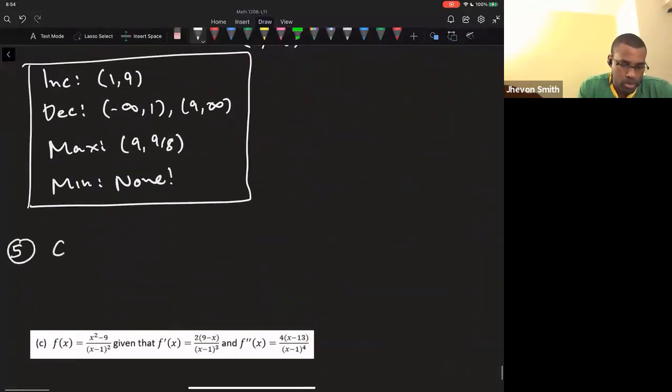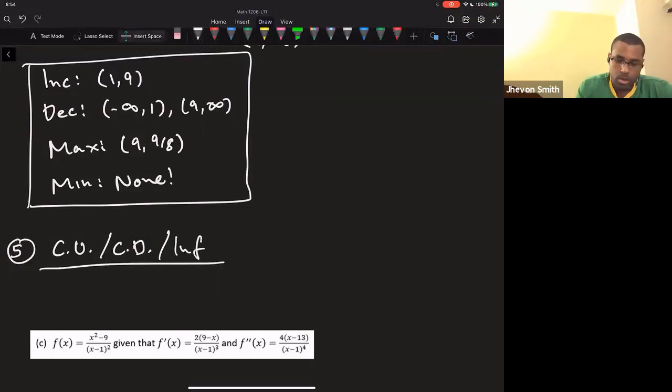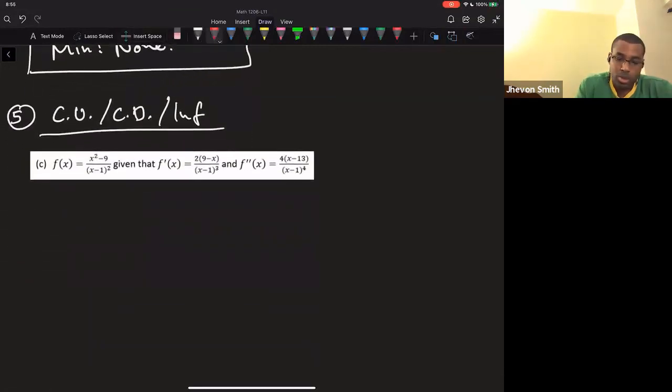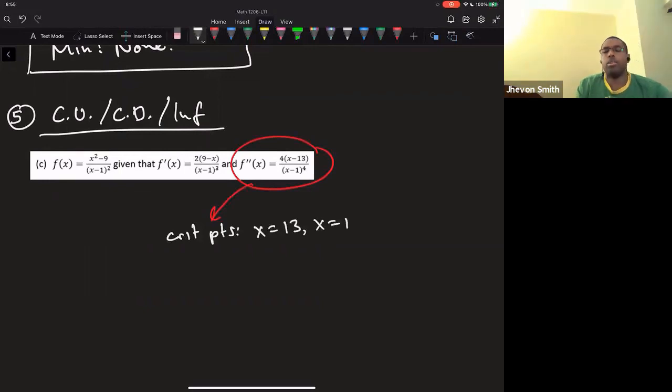Move on to step 5. We're going to do concavity, concave up, concave down, inflection. Which means we're going to look at this guy. Critical points: x equals 13, x equals 1. 13 is where it's 0, 1 is where it's undefined.